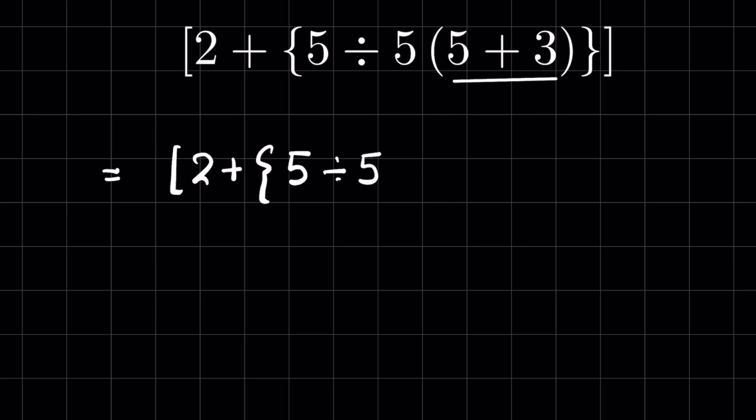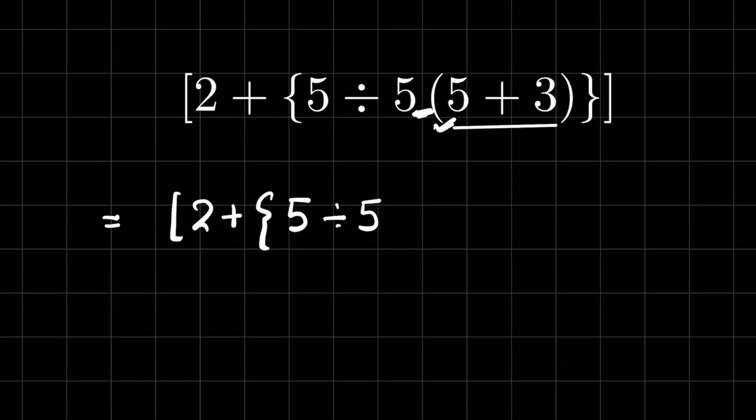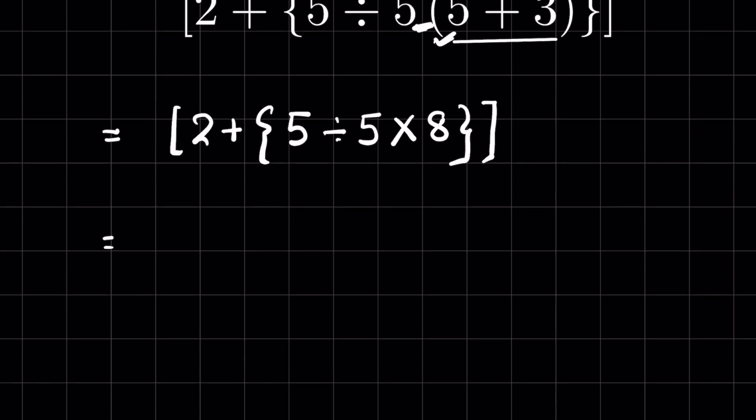Now in the smaller bracket we have 5 plus 3. So we add the numbers. 5 plus 3 is 8, and when we are done with the operation, we remove the bracket. Once you remove the bracket, if there is no sign here, it means we have multiplication. So we write multiplication and then 8. Then the smaller bracket is removed, the curly bracket is left, then close the brackets.